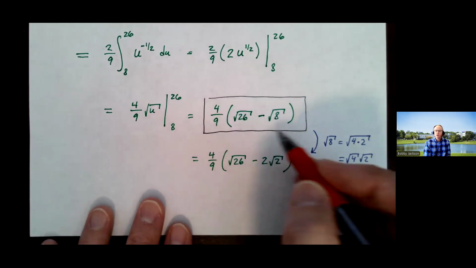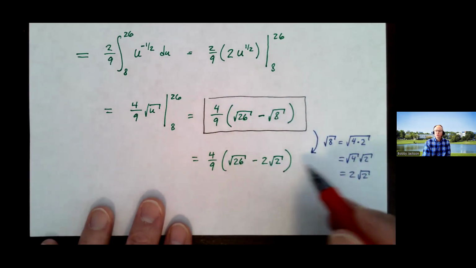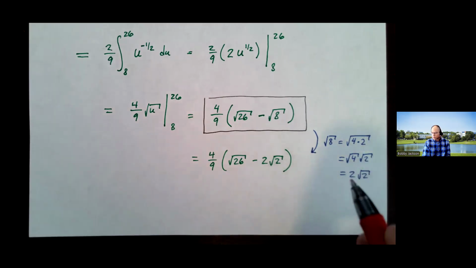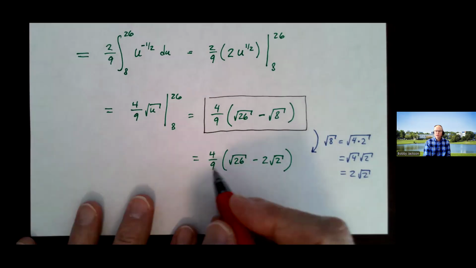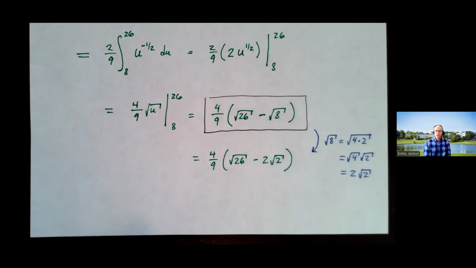In fact, I think this is what Achieve took. The square root of 8 can be written as 2 square root of 2, and that's because 8 is 4 times 2, and so we can use the property of exponents to write this as the square root of 4 times the square root of 2, which is 2 times the square root of 2. 26 does not have a perfect square factor. It's 2 times 13, and so we would just leave it like that. So there's the exact value.